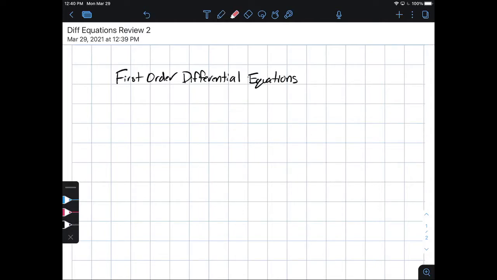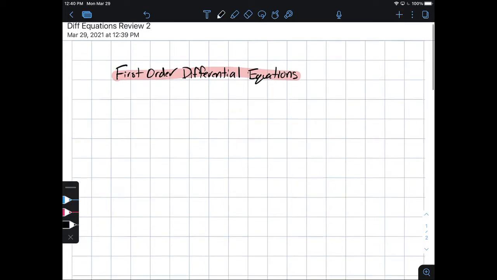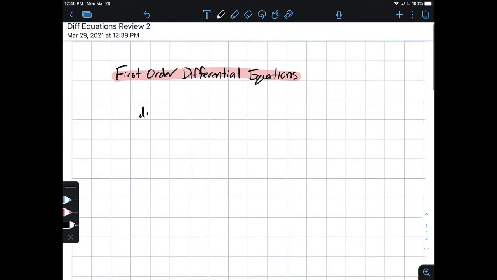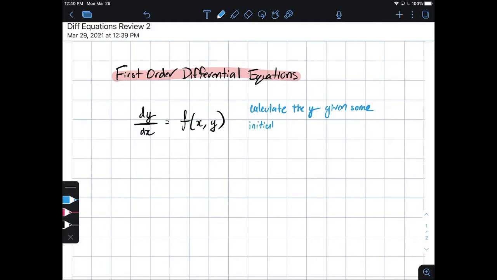Awesome. So what we have is the general formula that dy/dx is equal to f of x comma y. And our objective here is we want to calculate the function y given an initial condition. And obviously, that's going to satisfy this differential equation we just laid out.